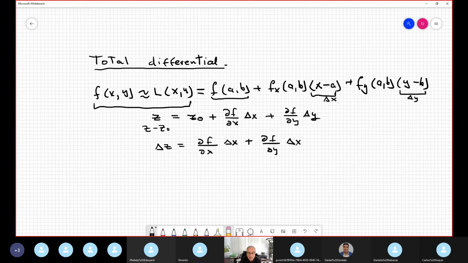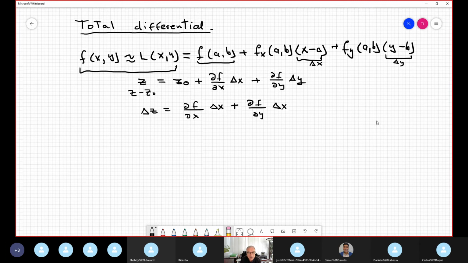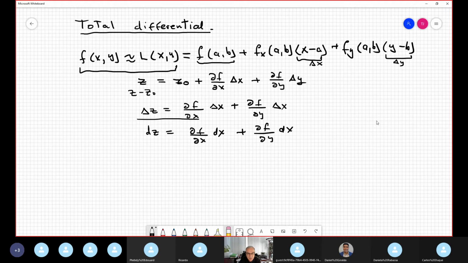okay, so you transform this delta to differential, because you assume that dc is equal to partial f with respect to x, dx plus partial f with respect to y, dy. Okay, it's a formula for the total differential, and this formula we can apply for any dimension: 2 dimension, 3 dimension, 4 dimension, 20 dimension.